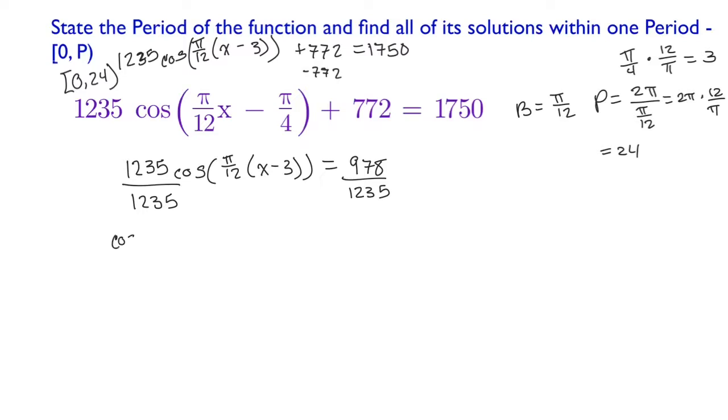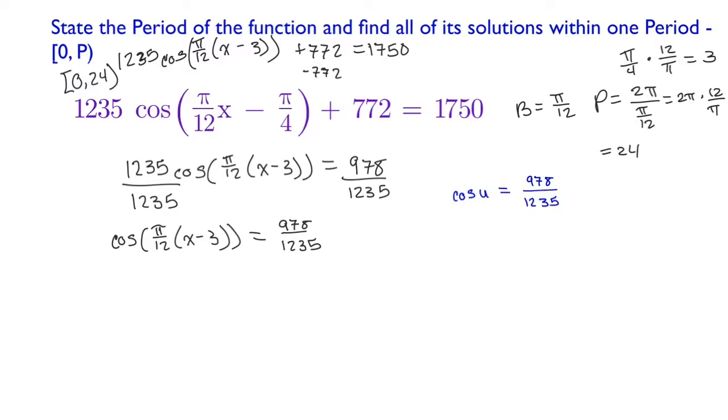So we get cosine of pi/12 times (x minus 3) is equal to 978.1235, in terms of a fraction, so we'll just leave it that way. So from this point, let's treat this like, instead, we're going to do this in a different color. Cosine of u is equal to 978 over 1235.